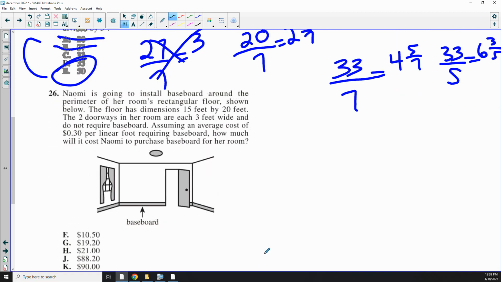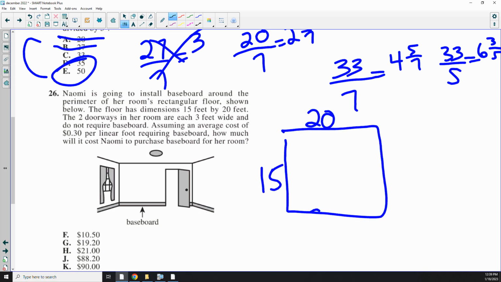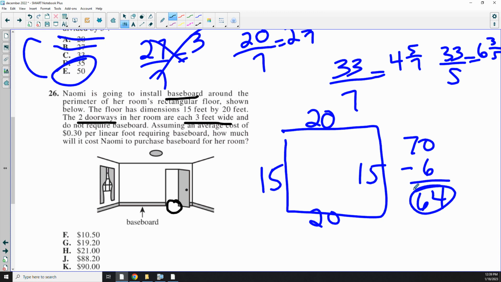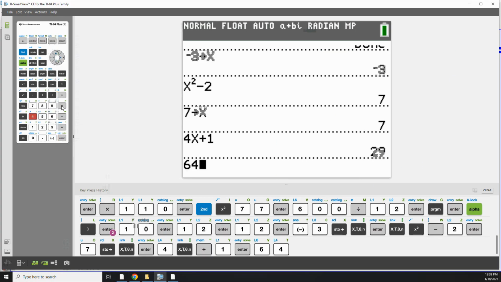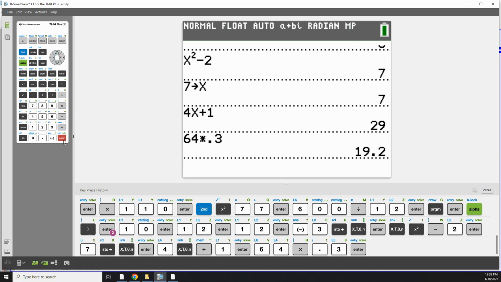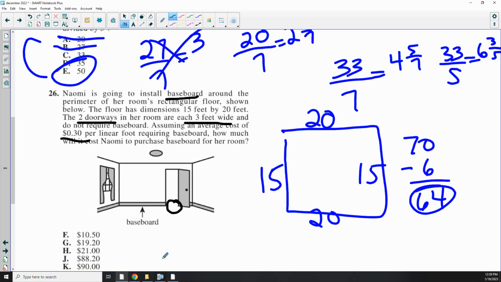My room needs to have a baseboard installed around it. The room is 15 by 20. This is a classic perimeter problem. So add up all 4 of these and you get 70. But I'm not going to build the baseboard around the whole room. I'm going to subtract the doorways. You don't want a baseboard by the doorway. You want a hole. So they're 3 feet wide, so you're going to subtract 3 twice and get 64. Now, the boards are 30 cents a foot. So you're going to multiply 64 by 0.3 and get 19.20 for your answer G.